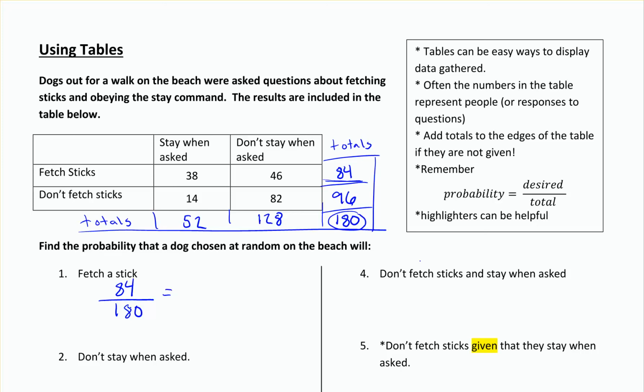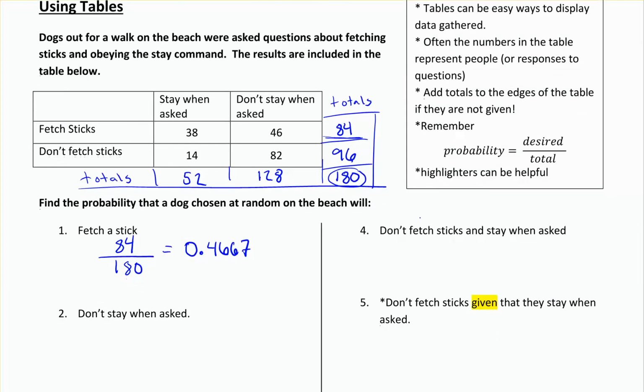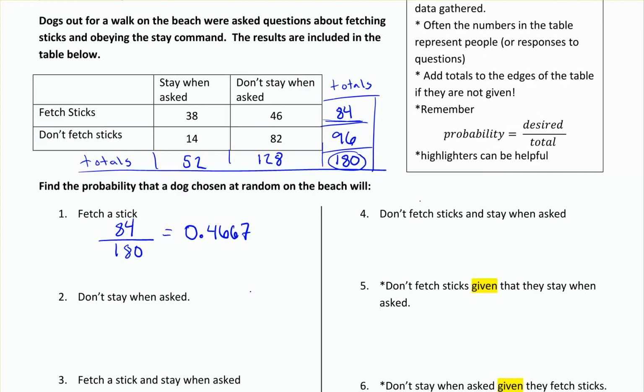And you can leave your answers as fractions. It's quite a nice way to do it, but if you wanted to, you can also round it to 4 decimal places, plug it into your calculator, 84 over 180. You get 0.4667. Looking at the next question then, number 2, what's the probability that a dog doesn't stay when asked if we pulled one randomly out?